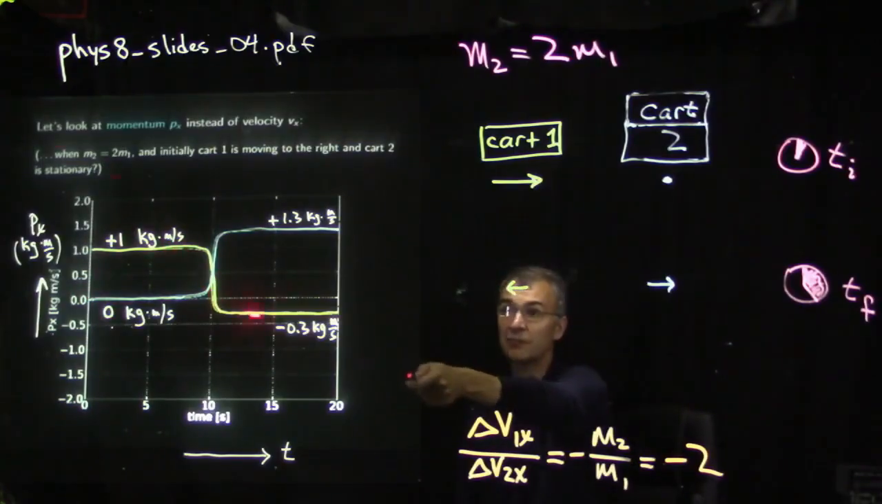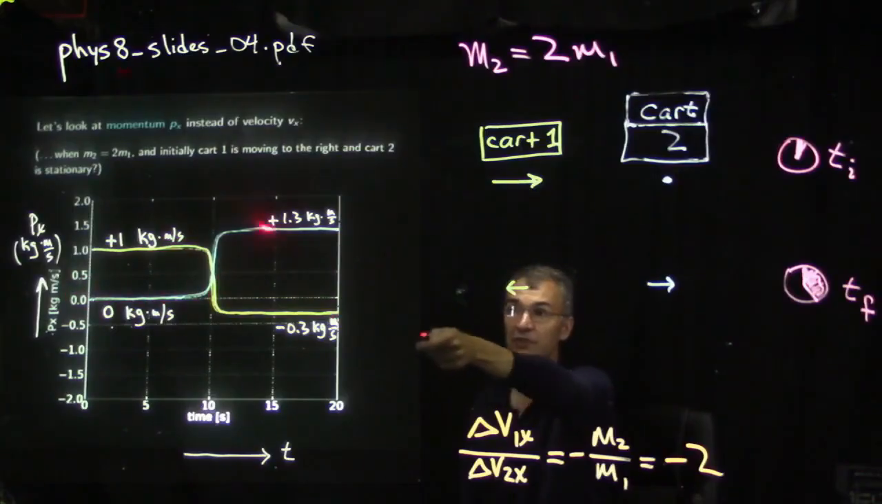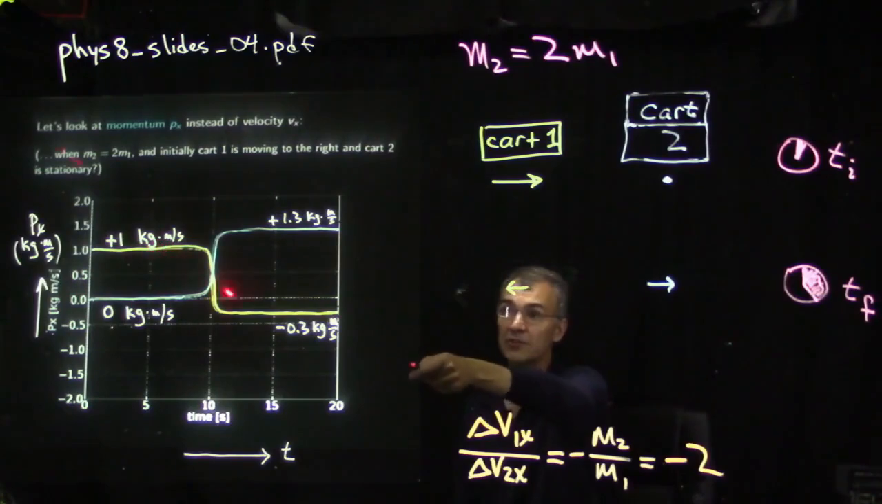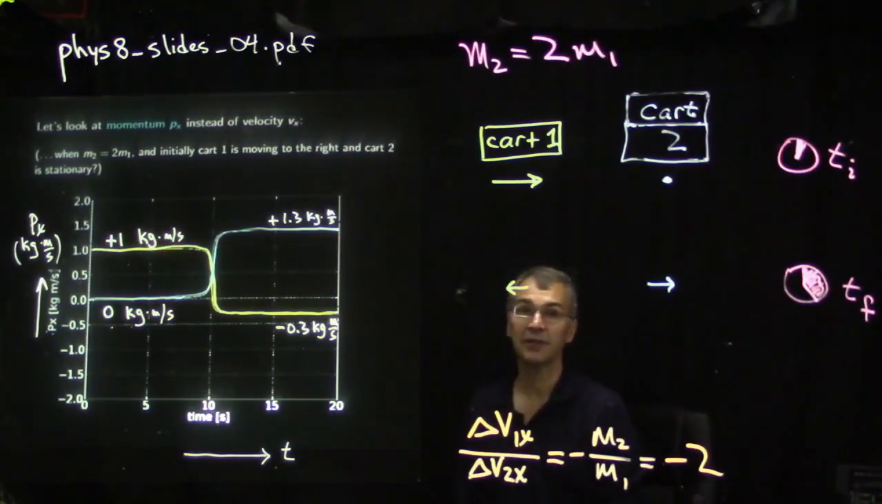Cart 1 experiences a change of -1.3. Cart 2 experiences a change of +1.3. The two changes are equal and opposite. That makes sense. The momentum lost by cart 1 equals the momentum gained by cart 2. The sum of the two momenta is the same before and after the collision. This is what you expect from the collision of two objects that form an isolated system. In other words, the collision of two objects that interact only with one another.